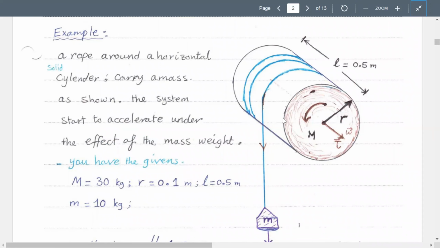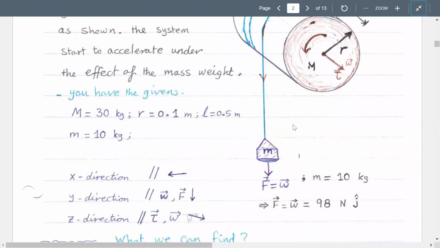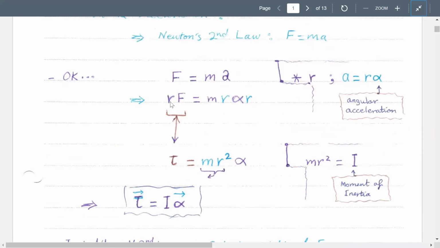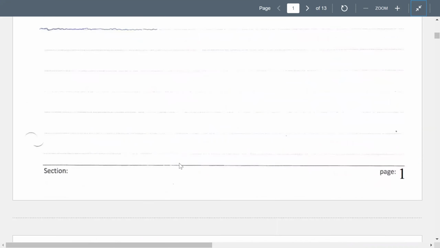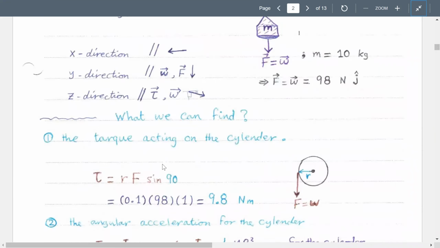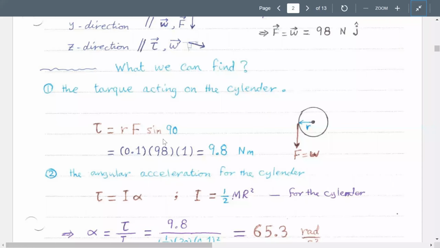And if we have a force acting like this, if we multiply the force by the radius, which are perpendicular here, it will give us the torque. So the torque is equal to R multiplied by F. What is the torque? It is R multiplied by F by sine theta.